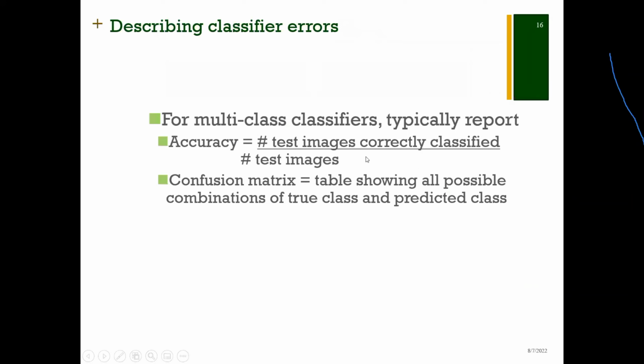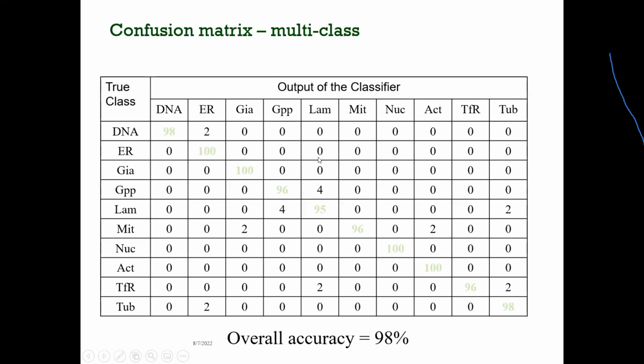So for multi-class classifiers, typically because it's not two classes, you have to calculate the number of correctly classified divided by the total images. For example, if you are dealing with image classification, and it's extendable to any other application. So when you have a multi-class problem, this is the kind of confusion matrix you are going to have.